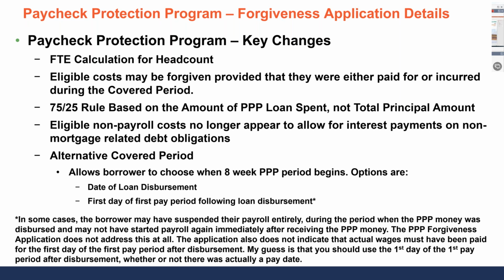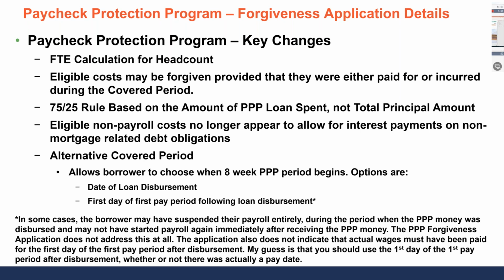Unfortunately, just by choosing the alternative covered period, that does not mean that the concept of the covered period does not apply to you. The concept of the covered period does still apply in all cases where we are talking about non-payroll costs. So for instance, back up to bullet point number 2 here. When we're talking about eligible costs that may be forgiven because they were incurred during the covered period, that is literally the covered period, which starts on the day of disbursement and ends 56 days later or 55 days later. And all of your non-payroll costs have to use the covered period and not the alternative covered period.